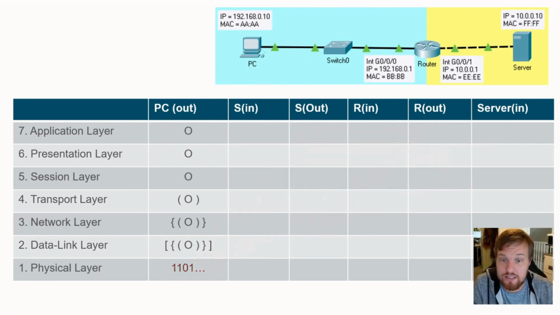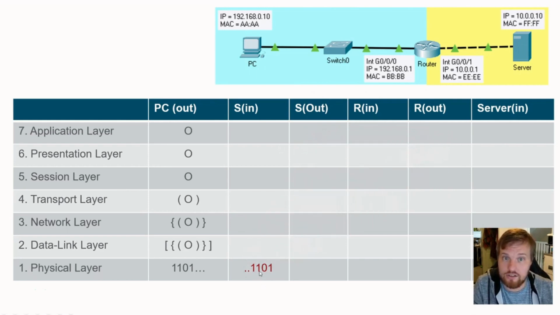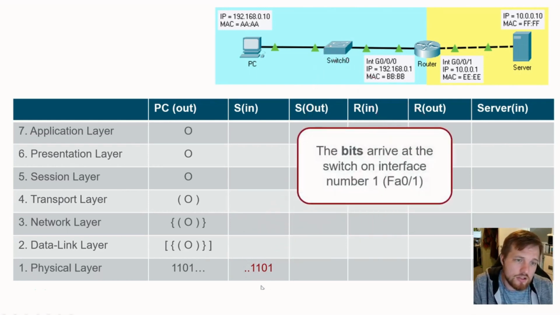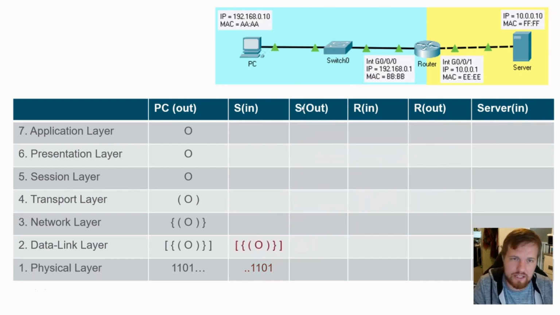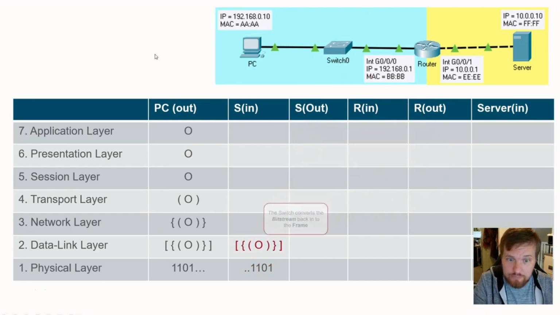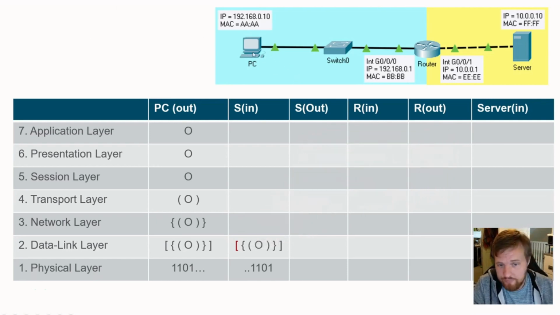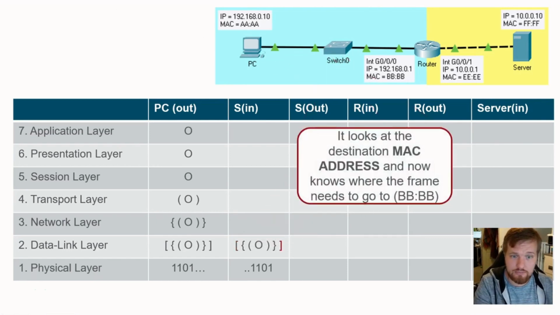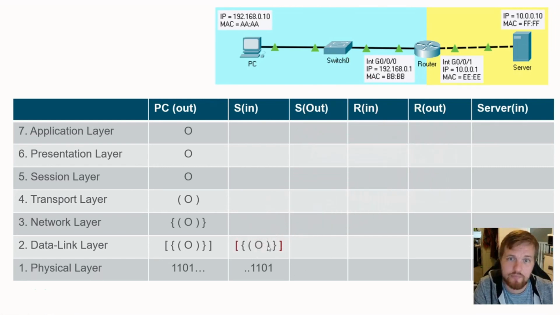It's now going to leave the PC and head towards the switch. So that bit stream now arrives at our switch. In this instance, it arrives on FastEthernet 0/1, the interface on the switch, but again, we're not too concerned about that. The switch converts that bit stream back into the frame. So it pulls it back up. What left here is now being seen here. We look at the source MAC address, so we know that it came from the PC. And now we're going to have a look at the destination MAC address, and we can see that it's going to be BB. Okay, so the switch has read this frame.